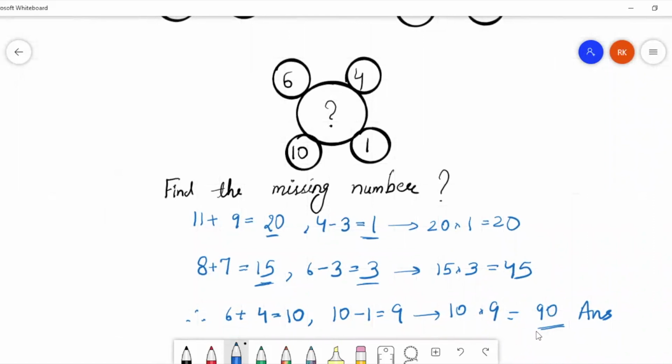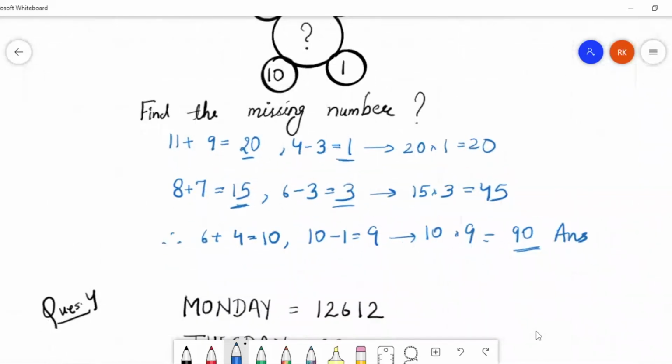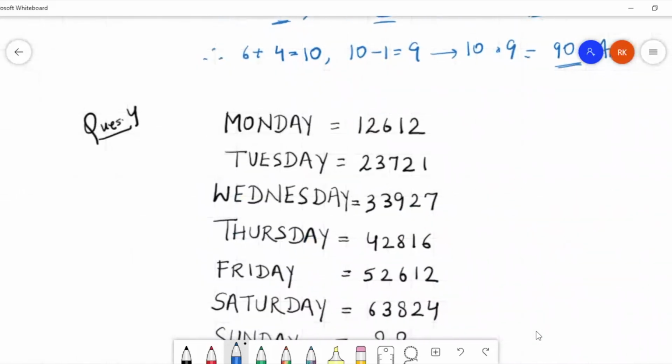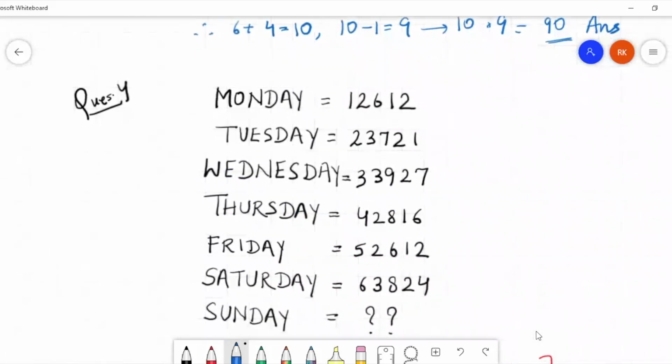90 is our answer. So now this is the last question of our video, which is very, very interesting. You will really enjoy this question. Try to solve, guys. Here you can see you are given Monday equal to 12612, Tuesday equal to this, means for every weekday you are given a number and you have to find what Sunday is equal to.